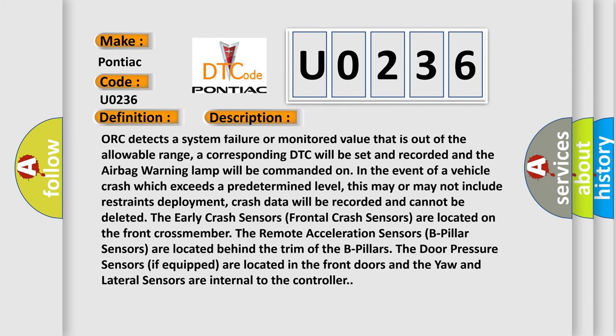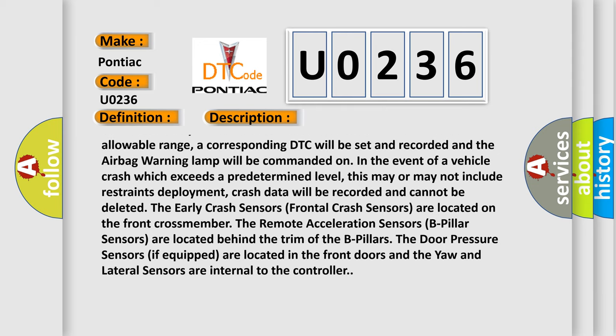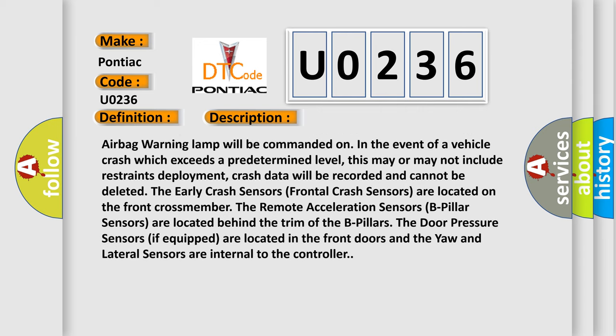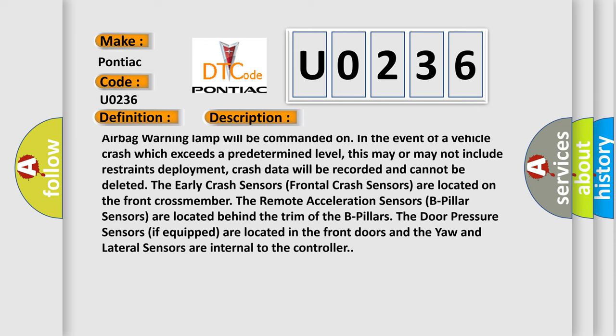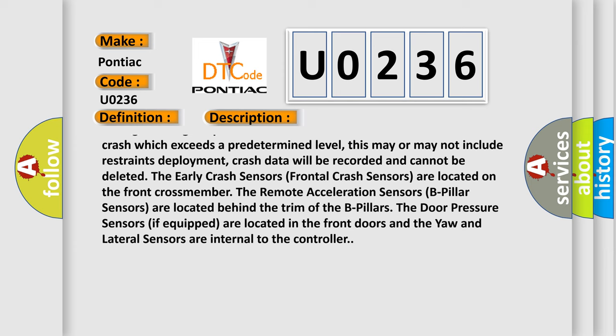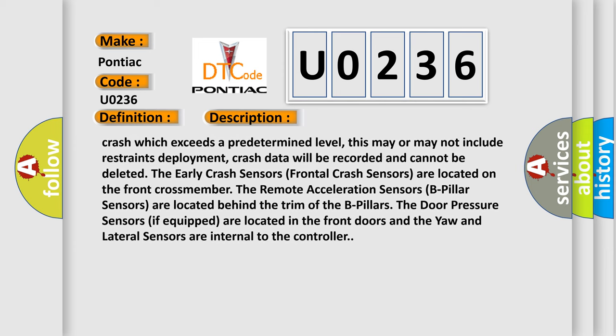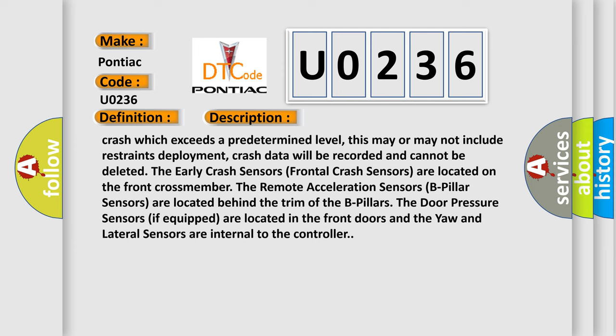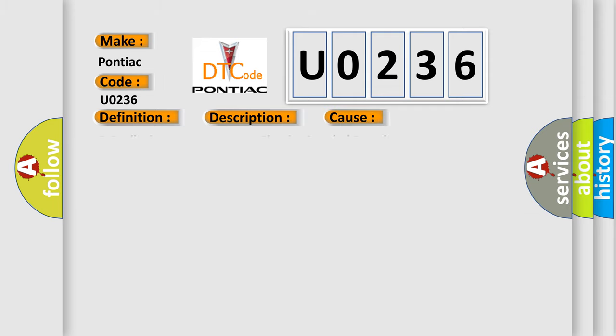In the event of a vehicle crash which exceeds a predetermined level, this may or may not include restraints deployment. Crash data will be recorded and cannot be deleted. The early crash sensors, frontal crash sensors, are located on the front crossmember. The remote acceleration sensors, B pillar sensors, are located behind the trim of the B pillars. The door pressure sensors, if equipped, are located in the front doors, and the yaw and lateral sensors are internal to the controller. This diagnostic error occurs most often in these cases: two squib lines from separate circuits coupled together.